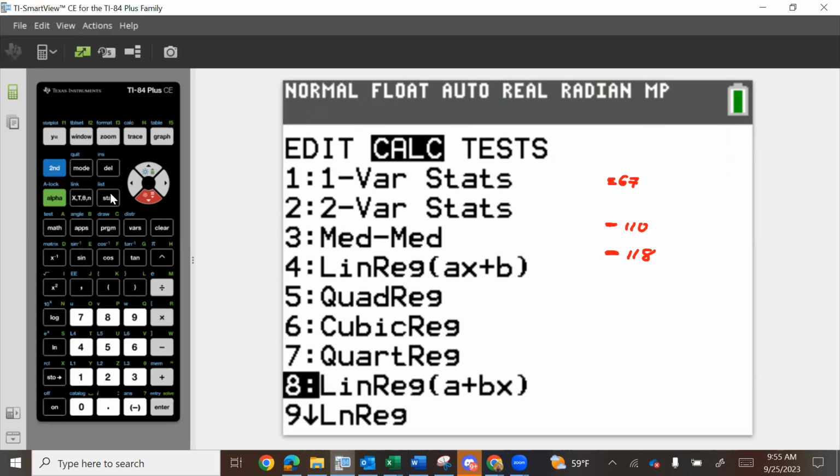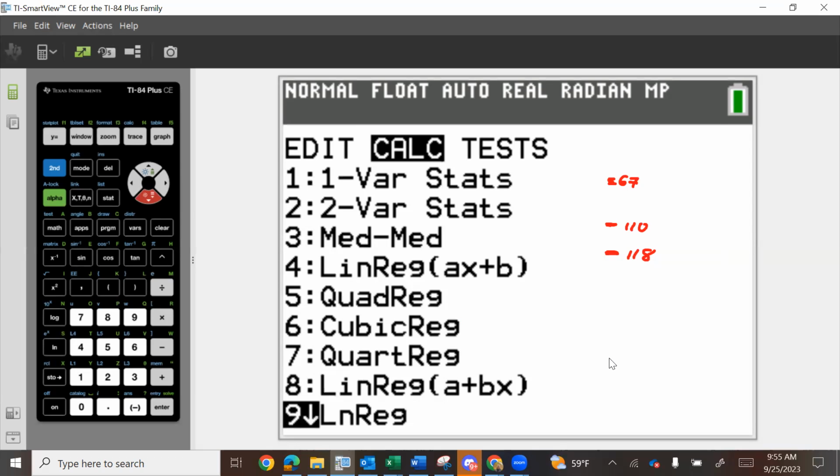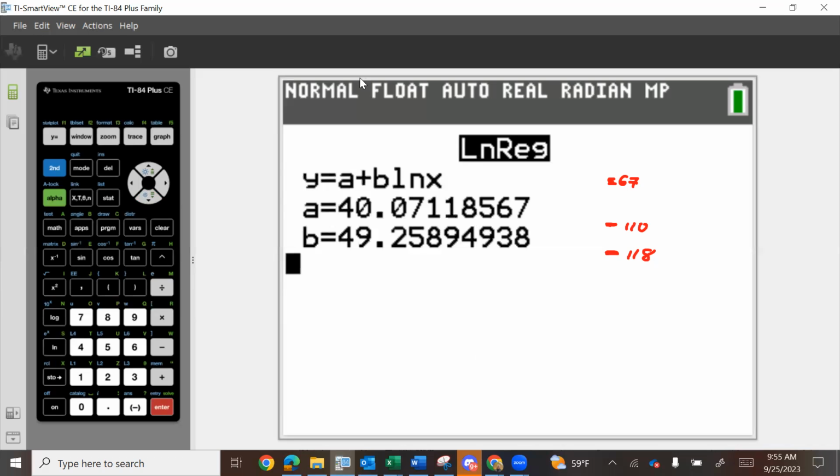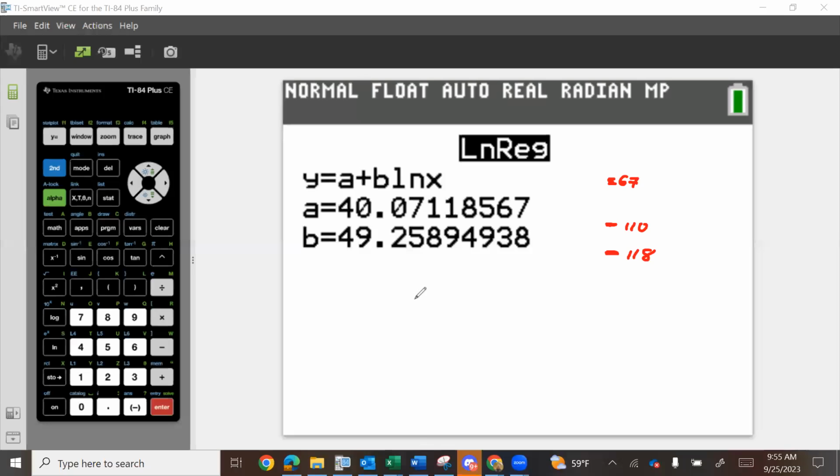And number 8 is the same thing, except instead of having the slope be A and the y-intercept be B, they just swap it. I don't know why they do that, or why there's an extra option. Number 9, that is logarithmic regression. The LN stands for natural logarithm, which is the LN button just to the left of your number 4 button on the calculator. I'll pick that, make sure it says L1 and L2, and then we go down, and we got it. Not a big deal.